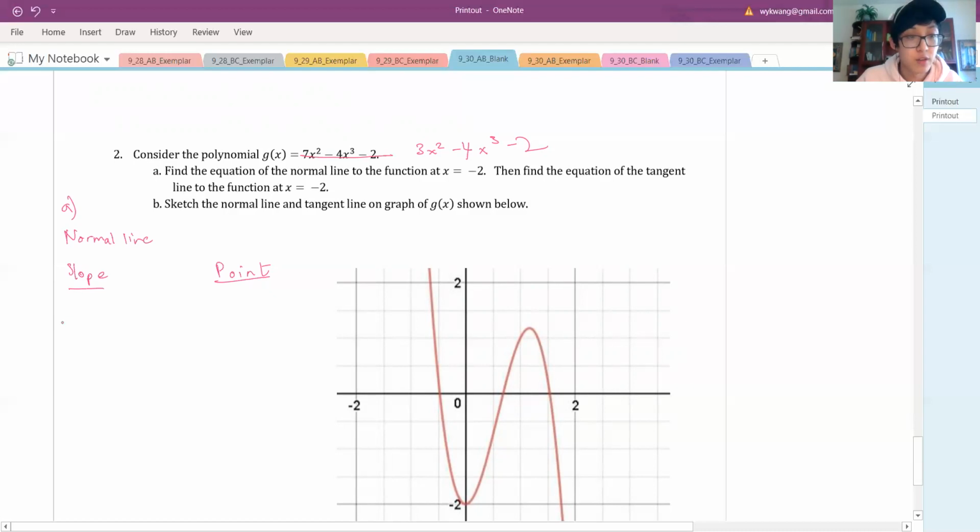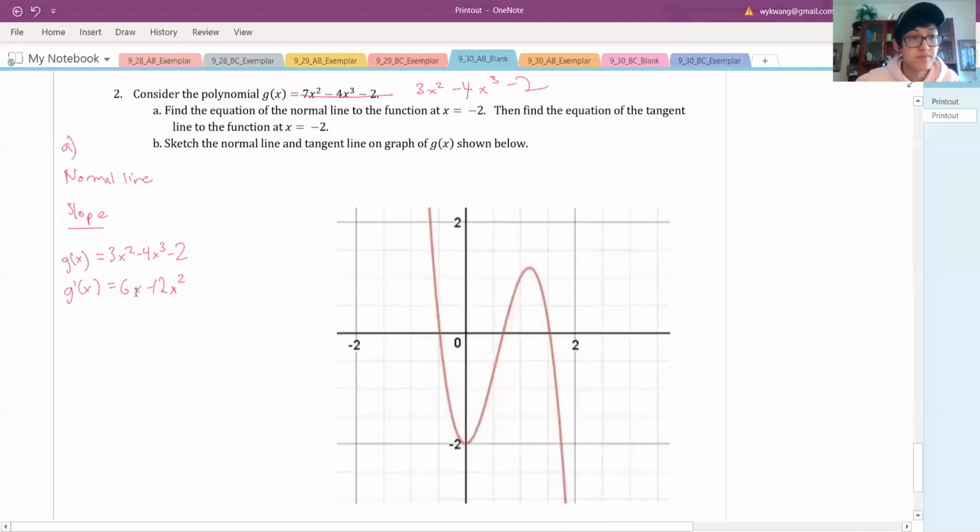and we're going to do this by finding the derivative. So g of x is equal to 3x squared minus 4x cubed minus 2, just rewriting what I have up here. Then g prime of x is equal to 6x minus 12x squared. I just did power rule there. Next, I'm going to plug in x equals negative 2, so I can get the slope of the tangent line at this point. So at x equals negative 2, it's going to be 6 times negative 2 minus 12 times negative 2 squared.